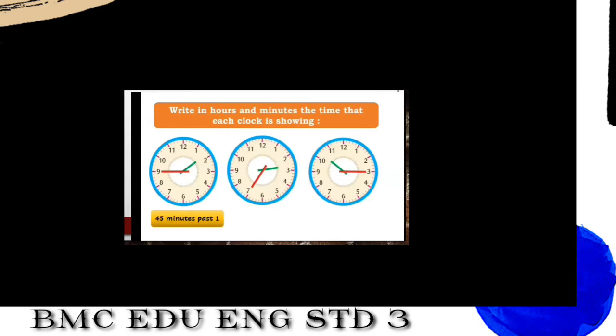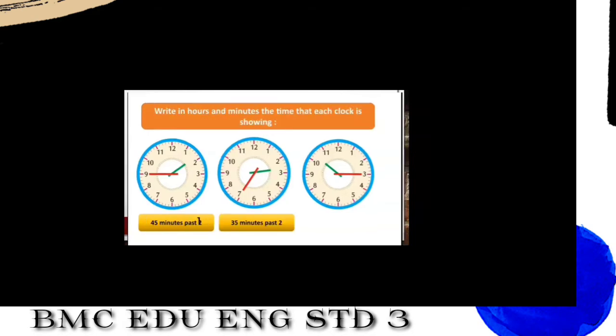Now see the next clock. So see the second clock. Yes, the short hand is between 2 and 3. And the long hand is on 7. So how will you write the time? How will you read the time? Yes, 5 sevens are 35. So 35 minutes past 2.